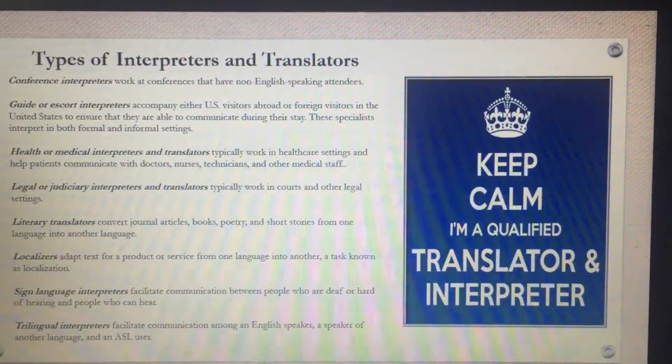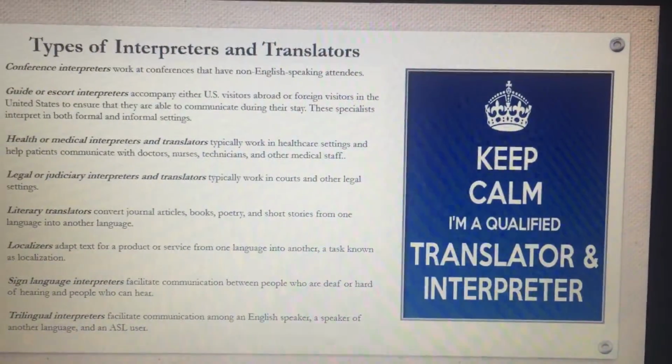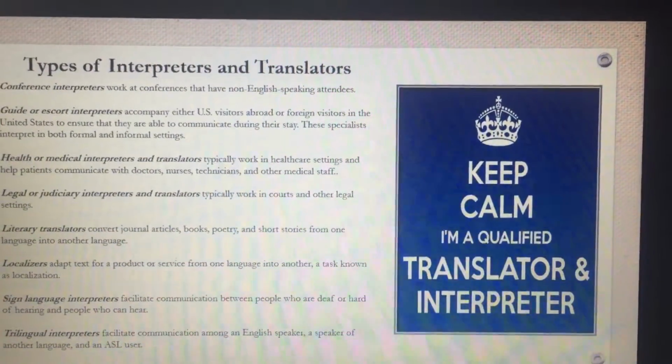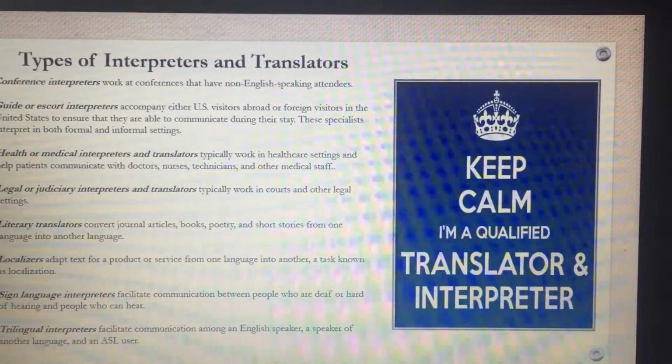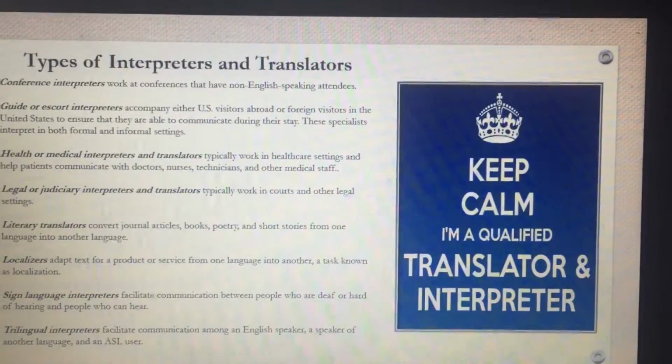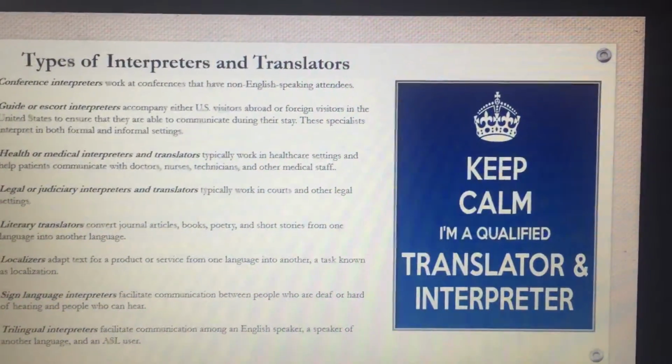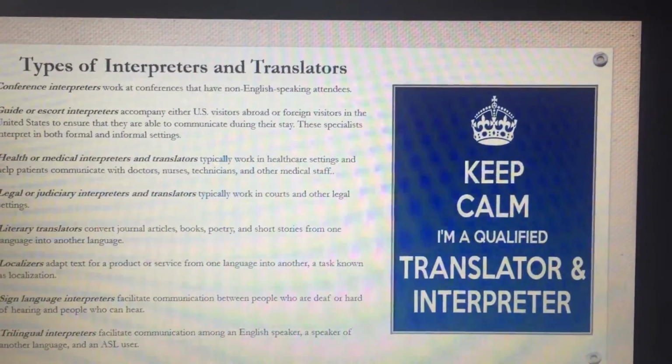Types of interpreters and translators: conference interpreters, guide or escort interpreters, health or medical interpreters and translators, legal or judiciary interpreters and translators, literary translators, localizers, sign language interpreters, trilingual interpreters.